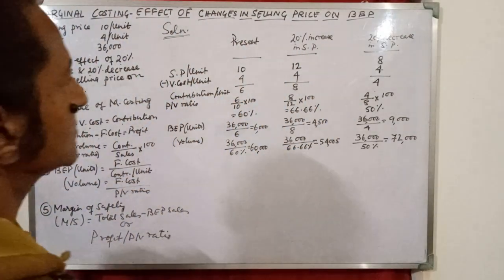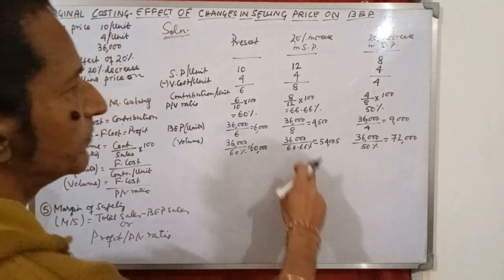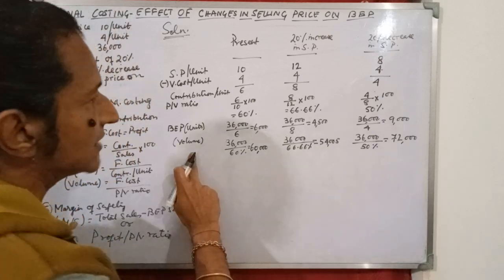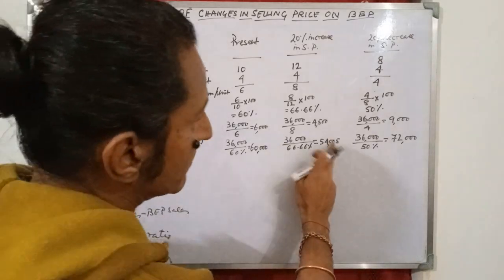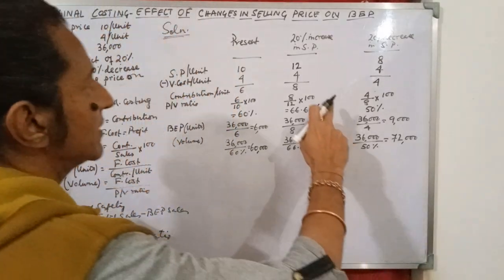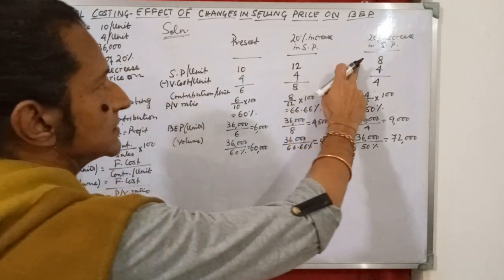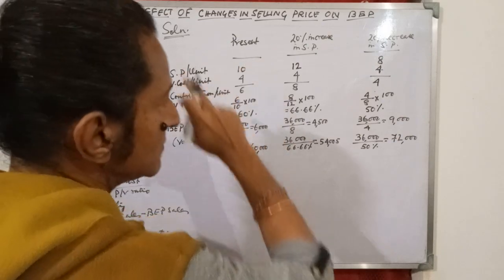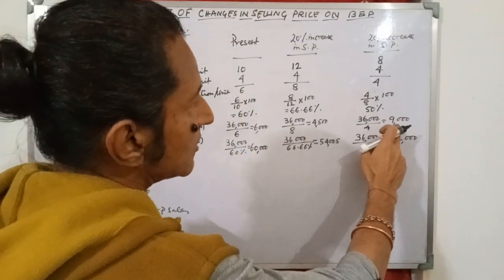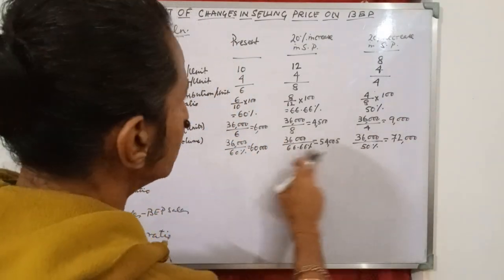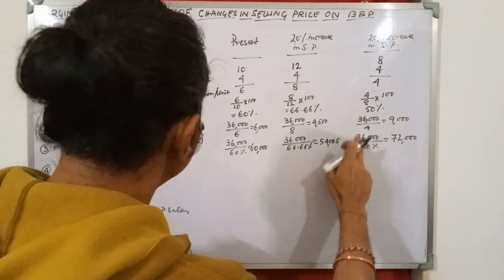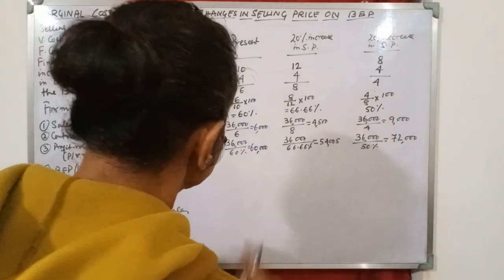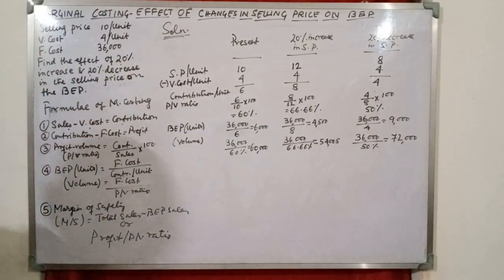And when selling price is 12 per unit, BEP in units is 4,500 and BEP in terms of volume is 54,005. And finally, when the selling price is 8, that is decreased by 20% from the current selling price of 10, then BEP in terms of units is 9,000 and BEP in terms of volume is 72,000. Okay.